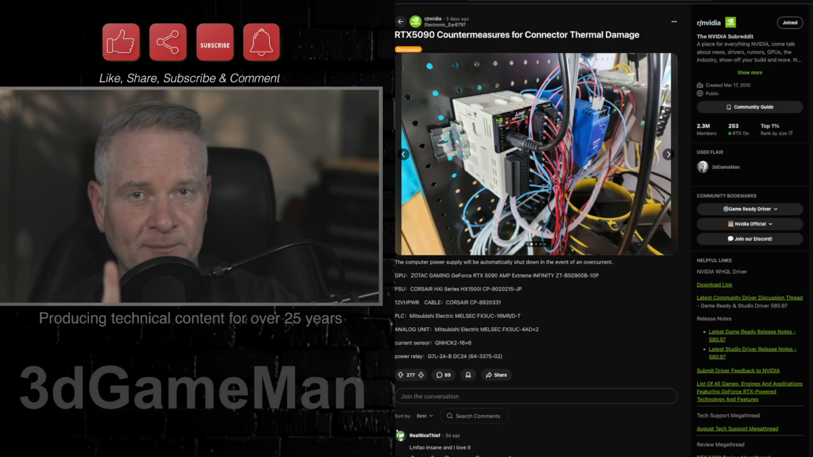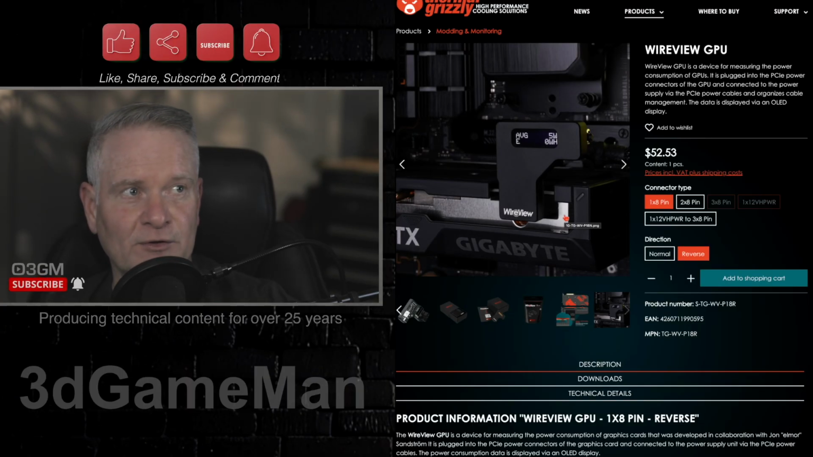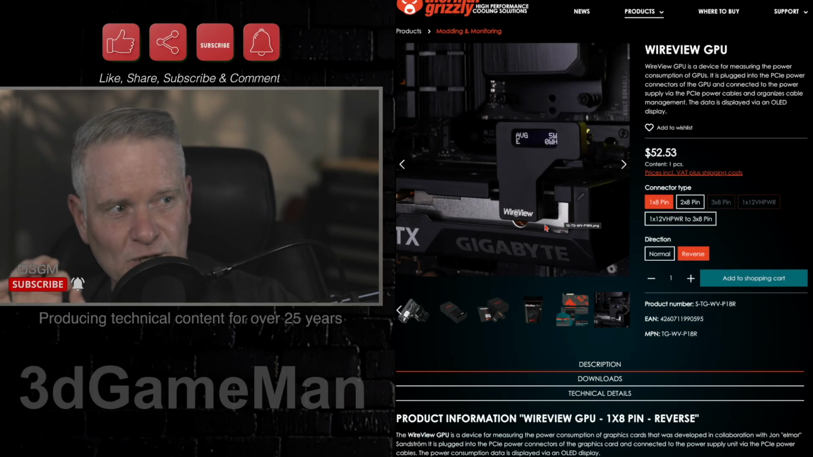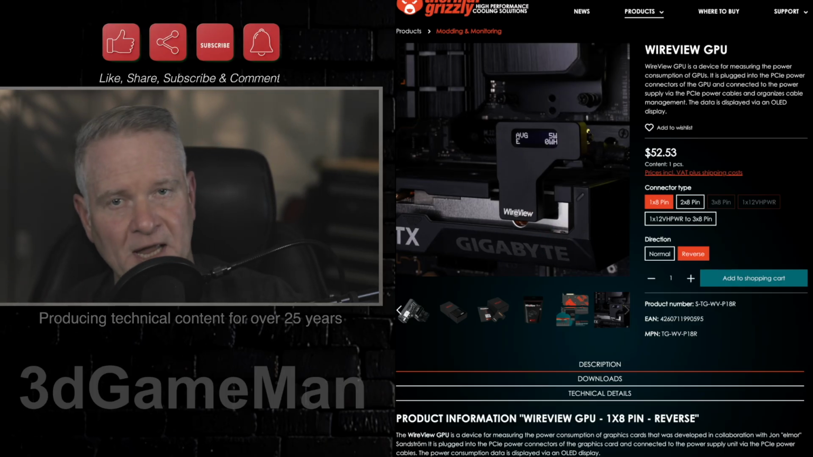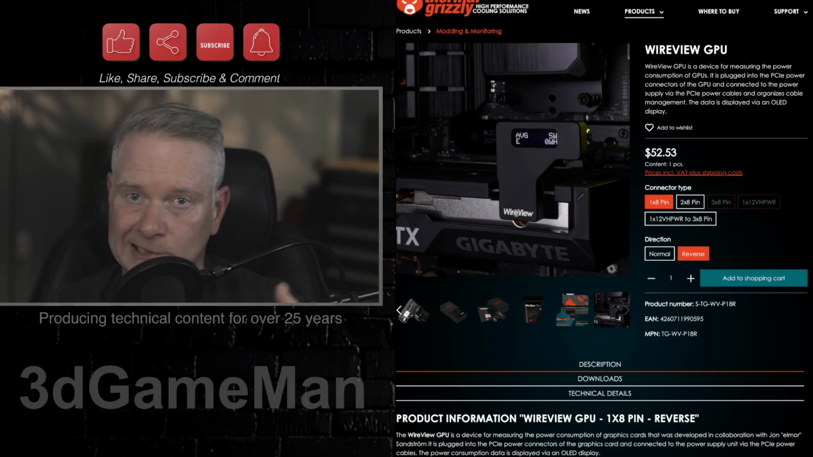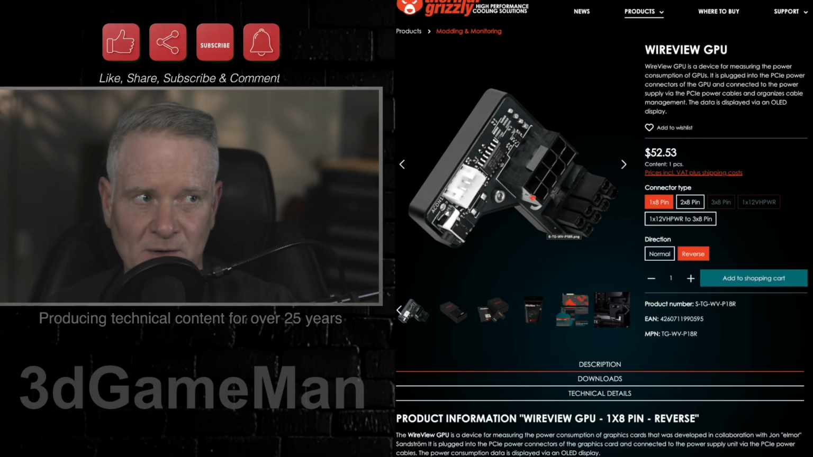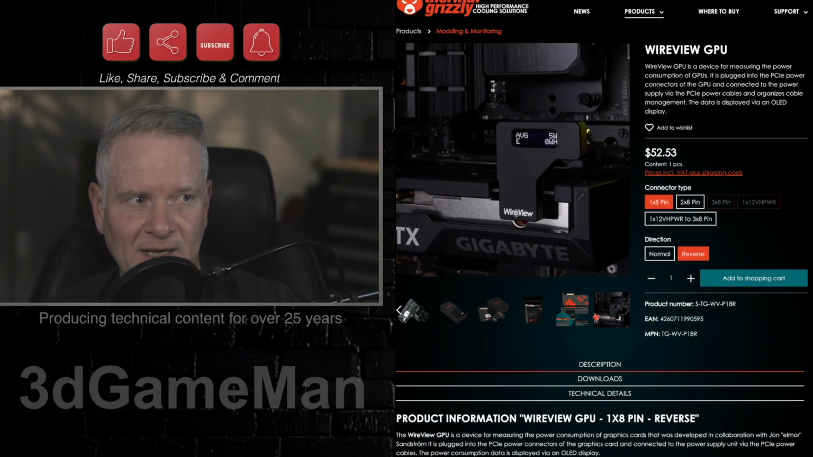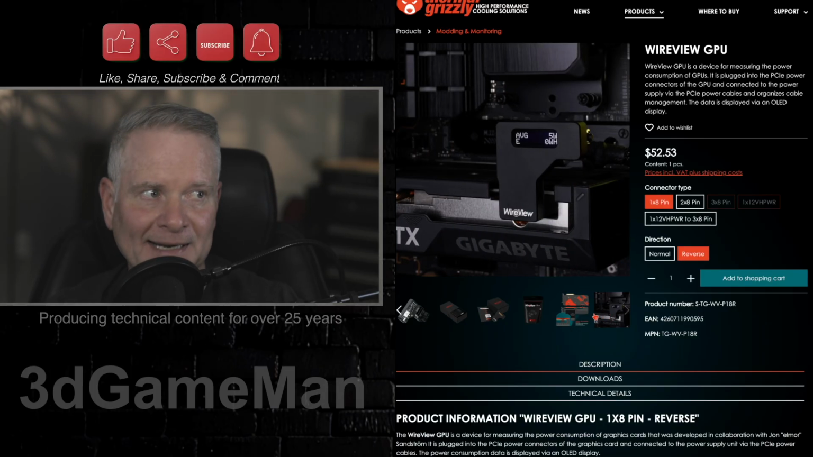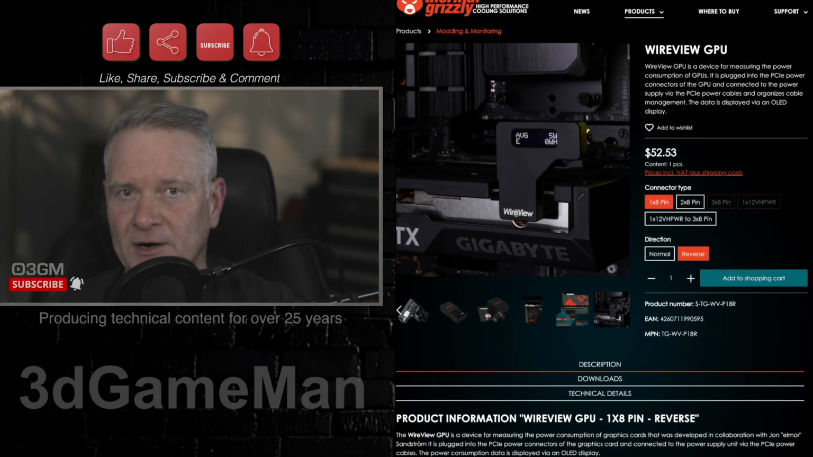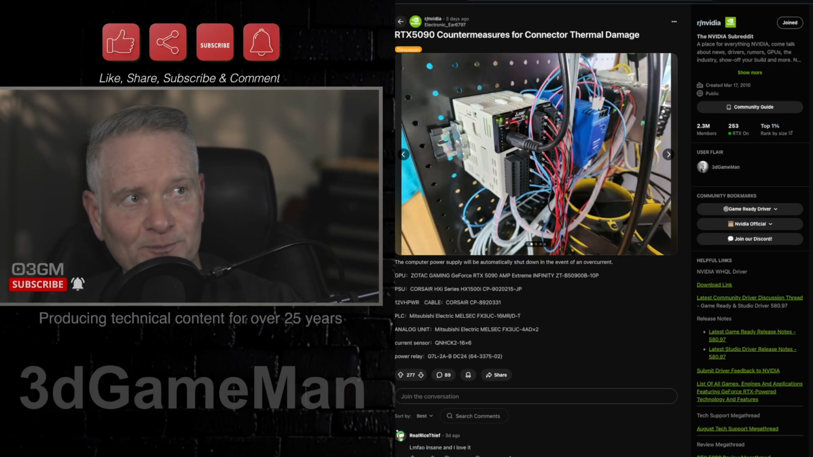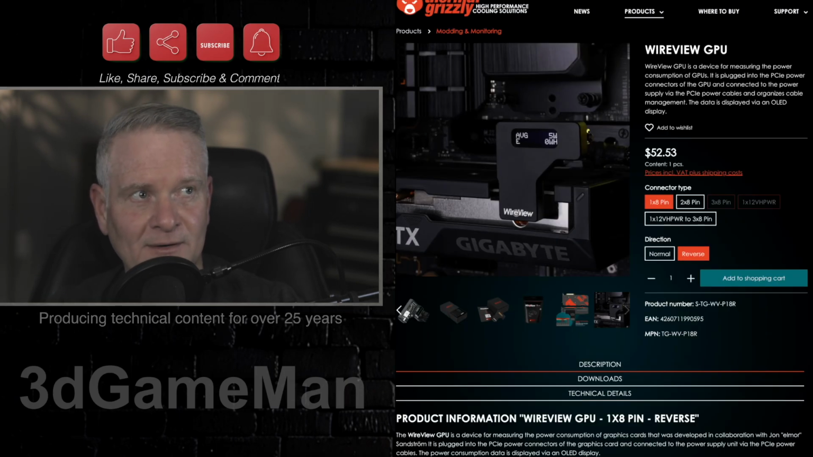However, there is something close to this, but it won't shut the system down. It is Thermal Grizzly's WireView GPU connector. So this thing here really is just for monitoring the power. It logs the power consumption as well, and organizes the cable routing a little bit, because you can plug this into the video card and then plug the other connector into that as well. So, you know, it does something. You can visually see the power draw, but for the price, I don't know if a lot of people would go for it. I think a lot of people who can afford an RTX 5090 would pay for something that looked like this, maybe a little bigger, but did this.